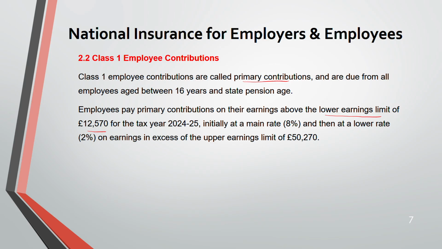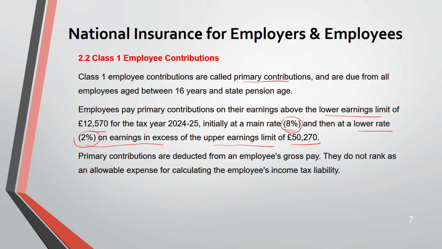For 2024-25, this is the rate and this is the lower earning limit. You have to know these limits; they are fixed. Anything above this, you have to pay at 8%, and then at a lower rate, 2%, on earnings in excess of the upper earning limit. Remember, anything above the lower limit, that is 12,570, is 8%. Anything above the upper limit, that is 50,270, you pay this 8% and additionally 2%. It is not just 2%. And if it's between the two, between 12,570 and 50,270, then only 8%.